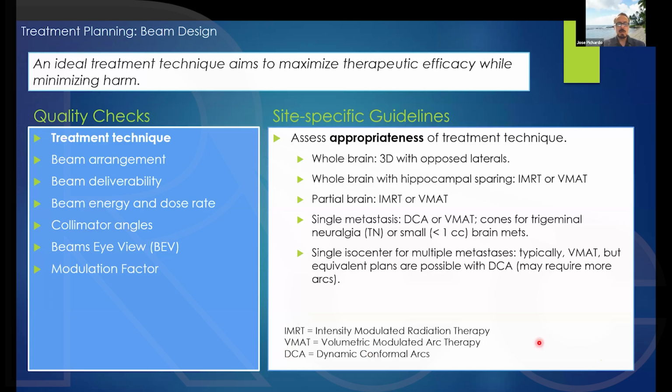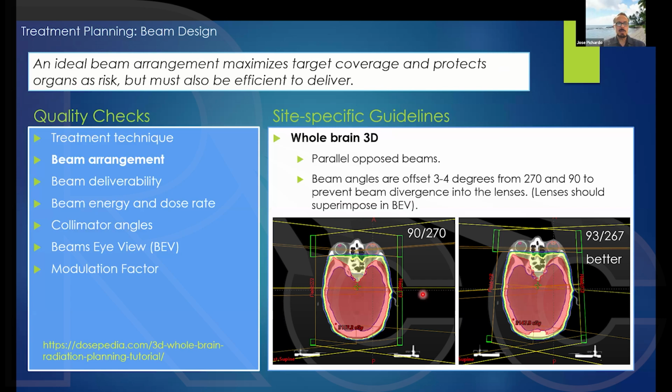All right. Cones, usually for trigeminal neuralgia or very, very small brain mets, right? And then a single isocenter with multiple metastasis is typically VMAT, but you can get equivalent plans with dynamic conformal arcs, right? The only drawback is that it typically may require more arcs, which means it takes longer to deliver sometimes.